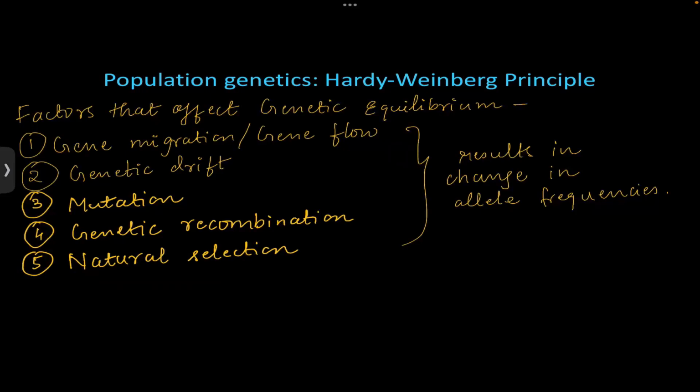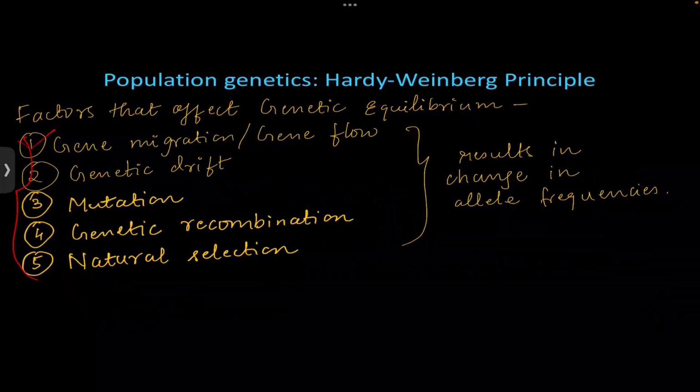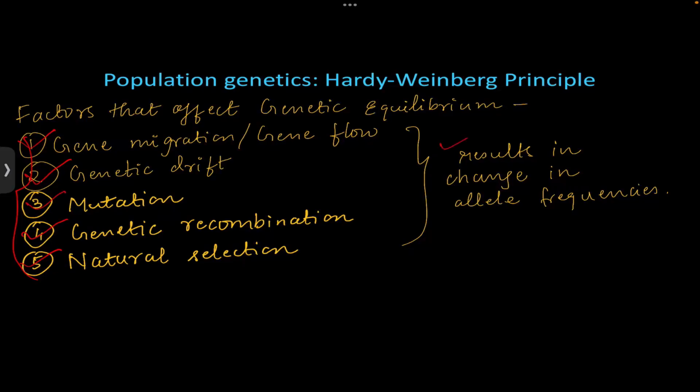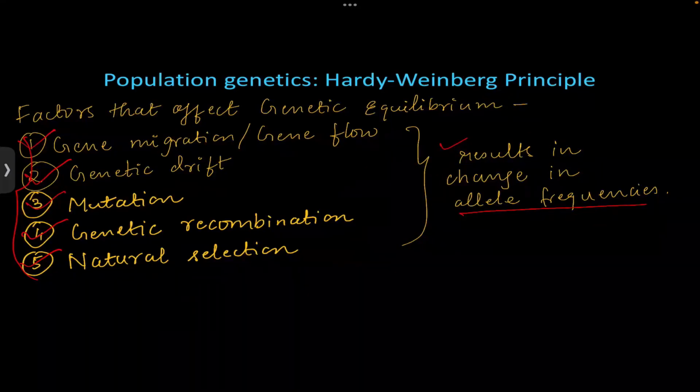So what are the factors that result in disturbance of genetic equilibrium? These are the 5 important factors. First is called gene migration or gene flow. Second is genetic drift. Third, mutation. Fourth, genetic recombination. And fifth, natural selection. These are the 5 factors, and all of them result in a change in the allele frequency. Since allele frequency is changed, genetic equilibrium will be disturbed, and the Hardy-Weinberg principle in that case won't be applicable, right? So let's understand all 5 factors in detail.